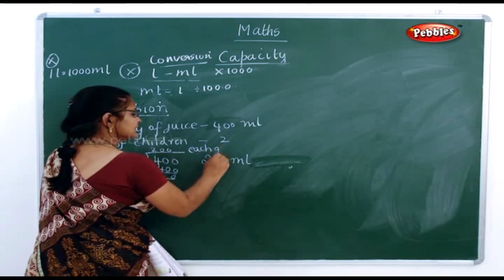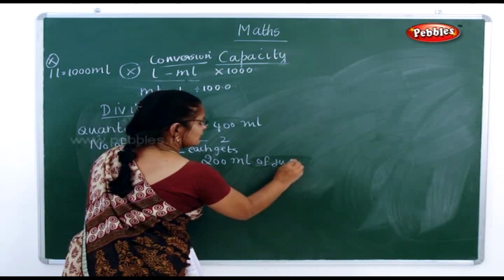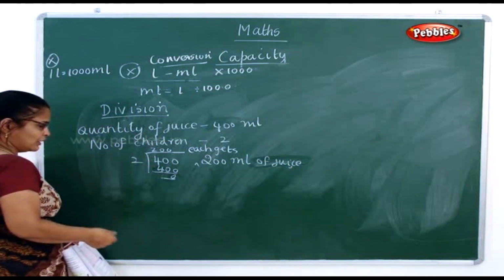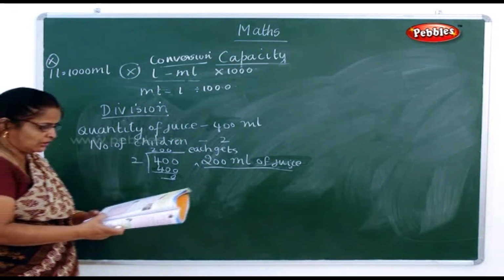Each gets 200 ml of juice. So 2 children. One child will get 200, the other child will get 200. So this is how you have to do your division.